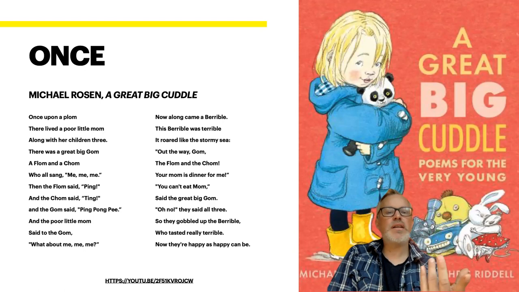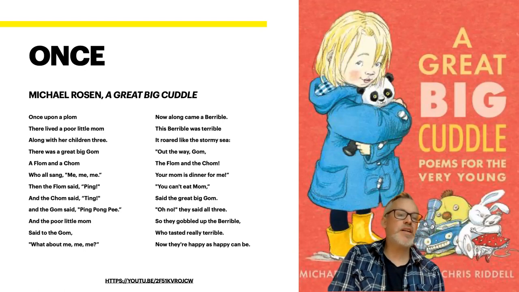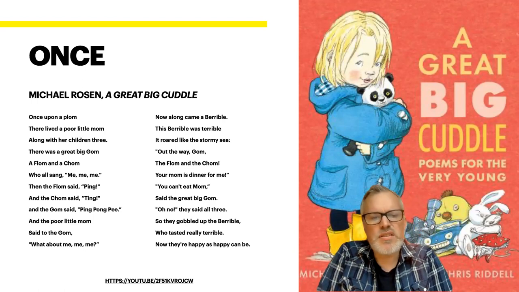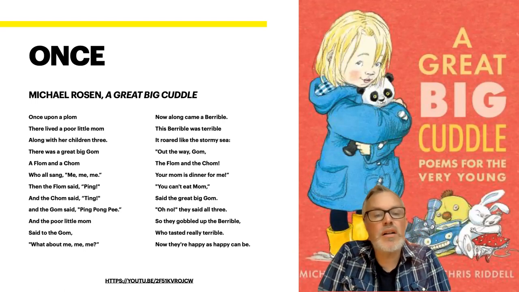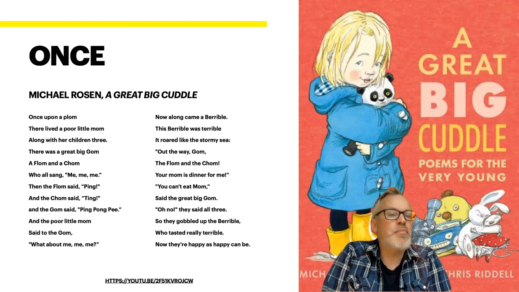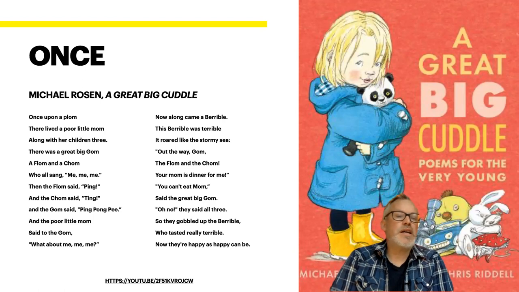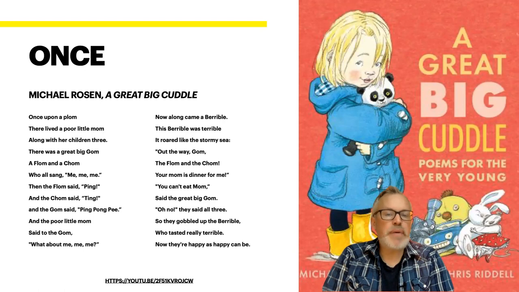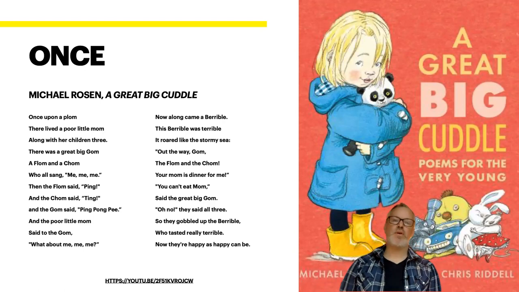You can see it set up a little bit like a rhyme, a nursery rhyme or a fairy tale with repetition. We can think of Goldilocks and the Three Bears potentially in this sort of situation with the numbering as well. There's obviously some rhyme, Plom, Mom, Gom, Chom. And then, so we've got A, Plom, Mom, three, Gom, Chom, me. So we've got a regular rhyme scheme all the way through.